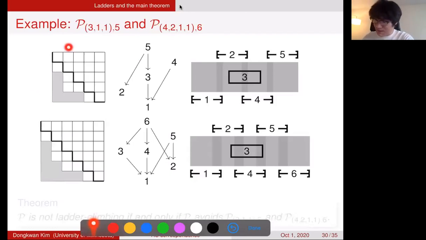These are two typical examples where you see someone is climbing a ladder. So here, 1, 2, 4, 5 is a ladder, and 3 is really climbing. It's bigger than 1, smaller than 5. So it's really climbing a ladder. It's in the ladder, not just the starting point or the end point. This is another example: 1, 2, 4, 5, 6.